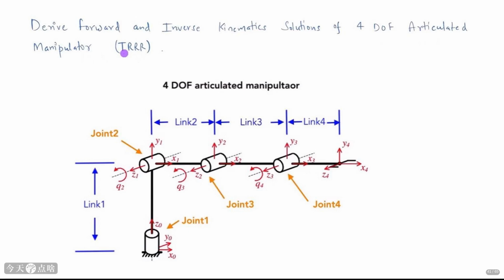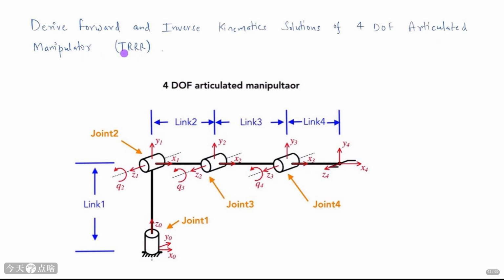Let's consider a 4-DOF articulated manipulator. This robot has 4 joints, J1, J2, J3, and J4, connected by 4 links, link 1, link 2, link 3, and link 4. The diagram shows the structure and the coordinate frames. The joint variables are Q1, Q2, Q3, and Q4. The forward kinematics model will involve calculating the transformation matrix from the base frame to the end effector frame. This matrix will depend on the joint variables Q1, Q2, Q3, and Q4.